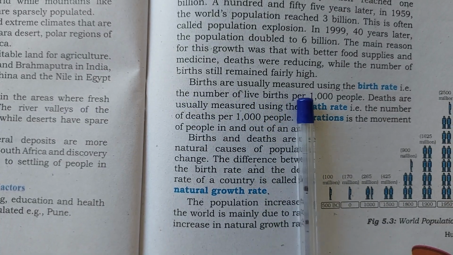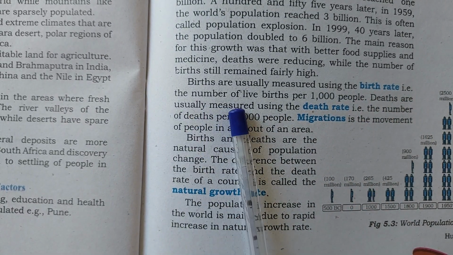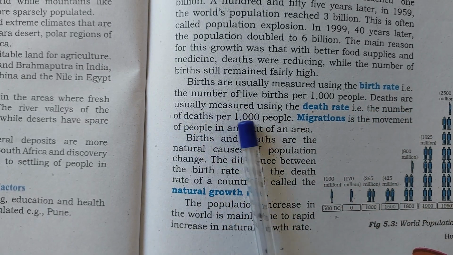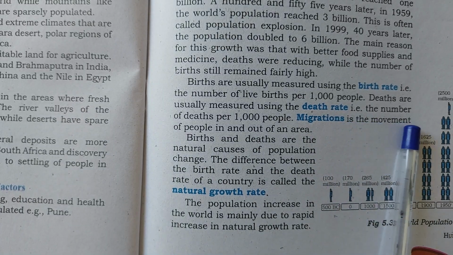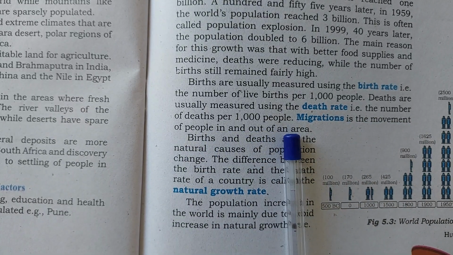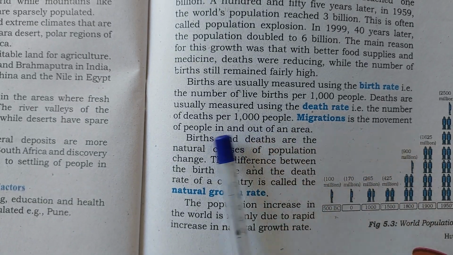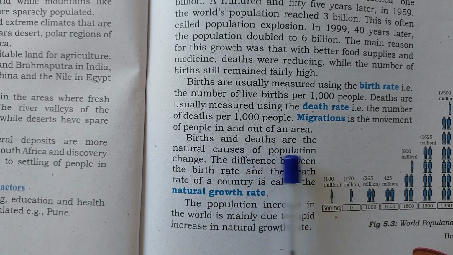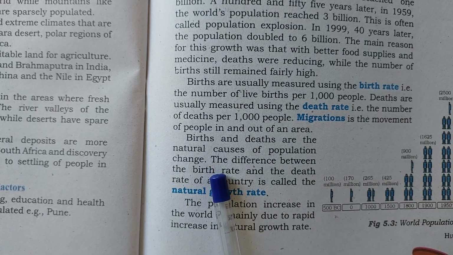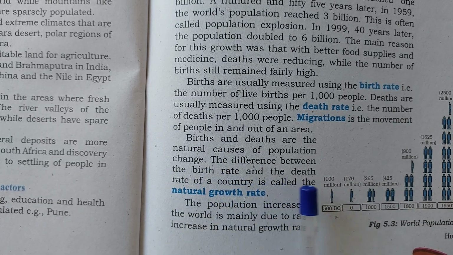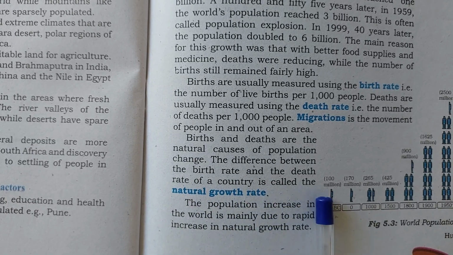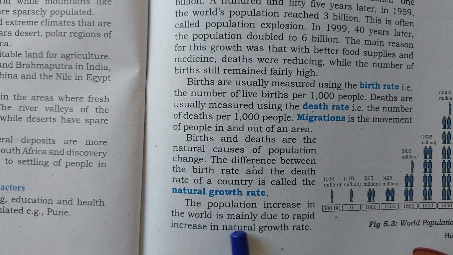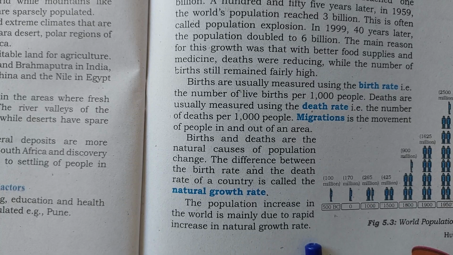Births are usually measured using the birth rate, that is the number of live births per 1000 people. Deaths are usually measured using the death rate, that is the number of deaths per 1000 people. Migration is the movement of people in and out of an area. Births and deaths are the natural causes of population change. The difference between the birth rate and the death rate of the country is called natural growth rate. The population increase in the world is mainly due to rapid increase in natural growth rate.